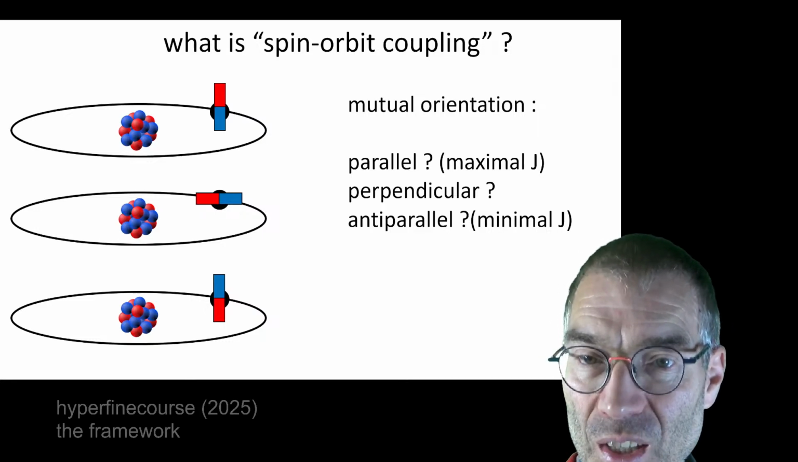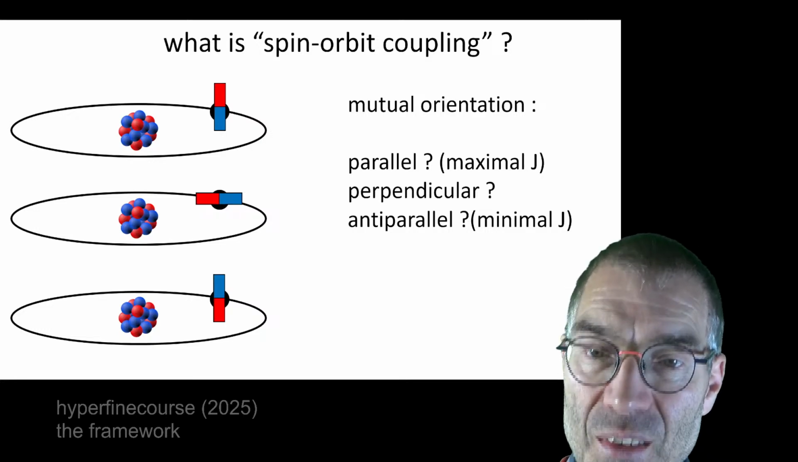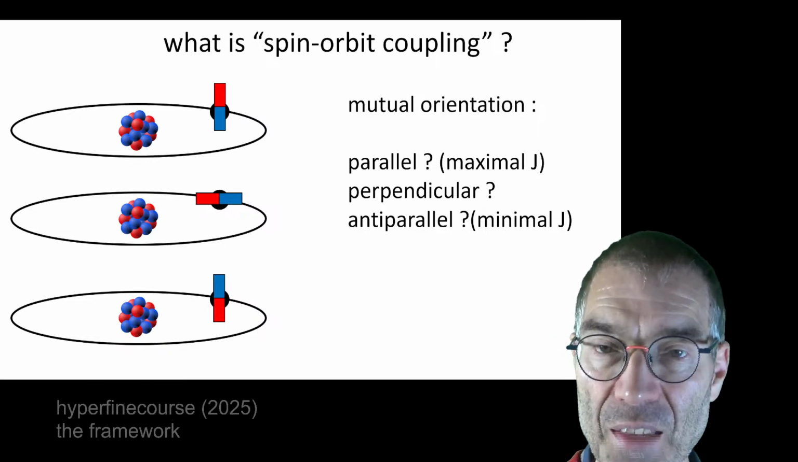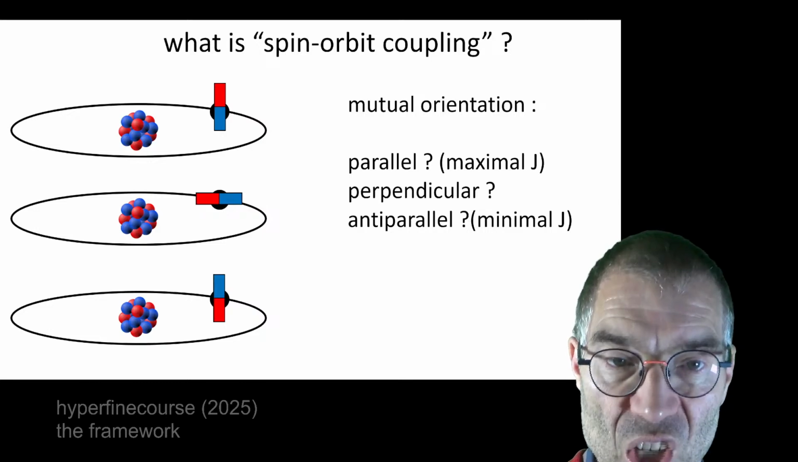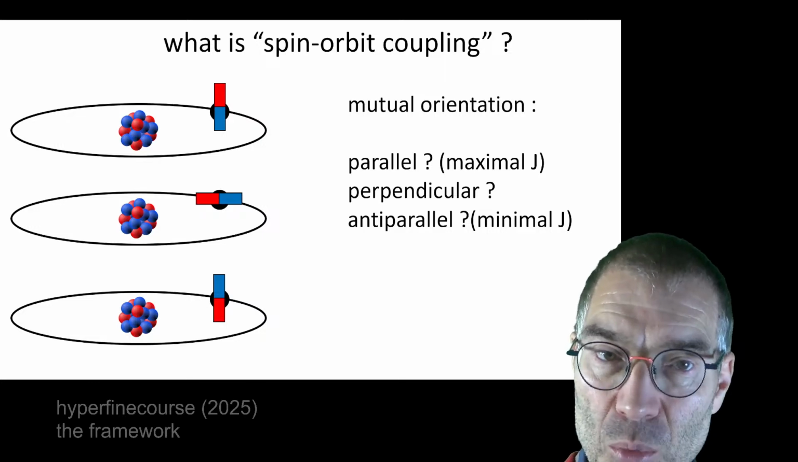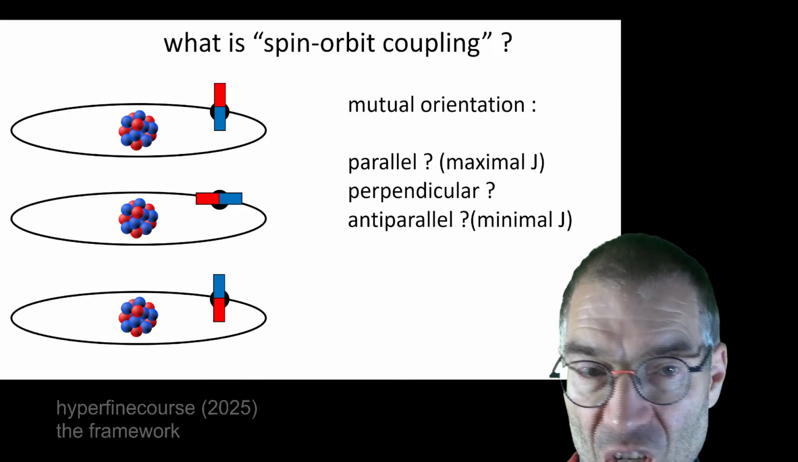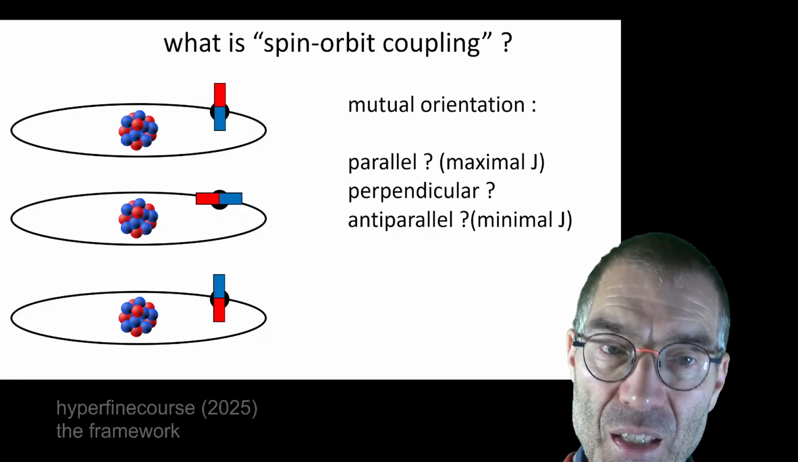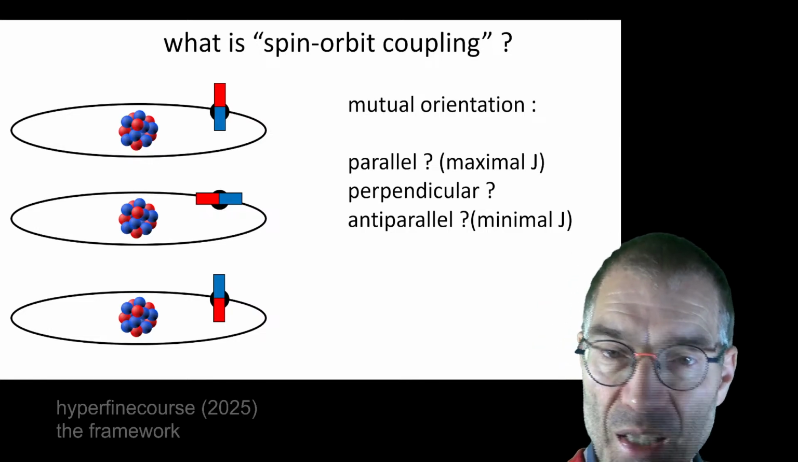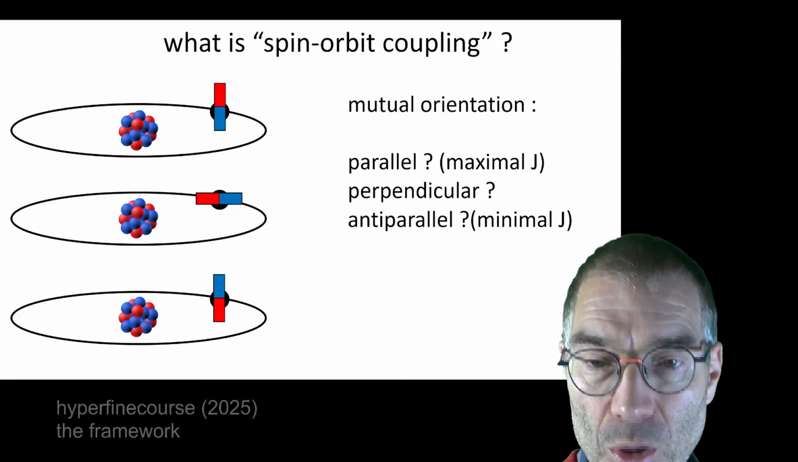In a classical picture, is it perpendicular in the positive direction to the orbit? Does it lie in the plane of the orbit, or is it oriented anti-parallel to the orbit? And that is what the total angular momentum J expresses. If J is maximal, then the orbital angular momentum L and the spin angular momentum S are parallel to each other. If J is minimal, they are anti-parallel. If J is 0, they are perpendicular to each other. So this image here, this cartoon, tells visually what spin-orbit coupling is about.